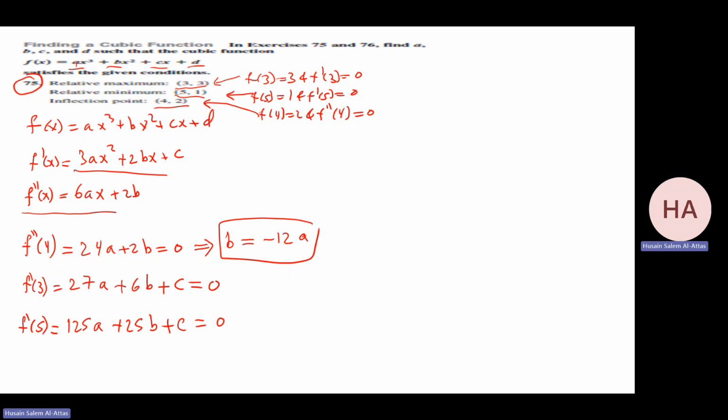Okay, I can do it two ways. I can subtract these two. 27 minus 125, I can subtract this from this to make it positive. So I have 98. I'm doing 2 minus 1. So 98a plus 19b equal to 0. But also I have b equal minus 12a.